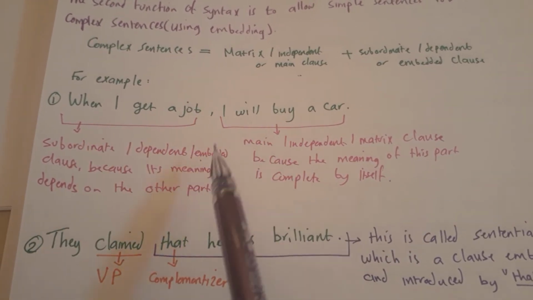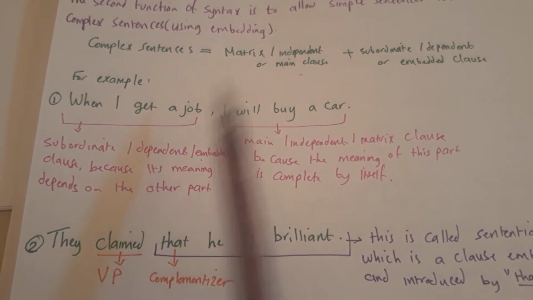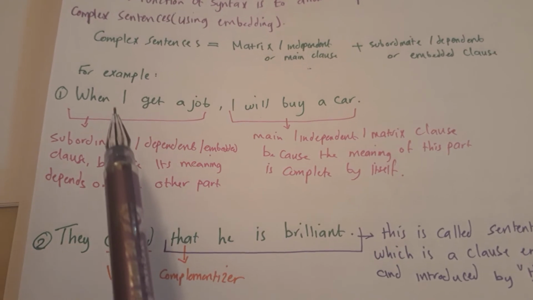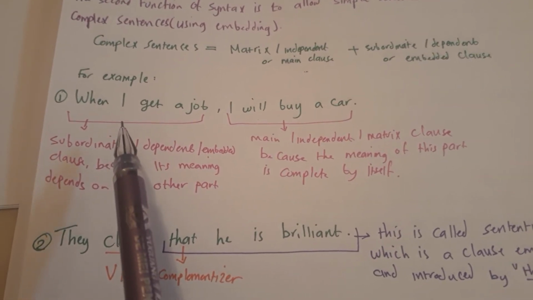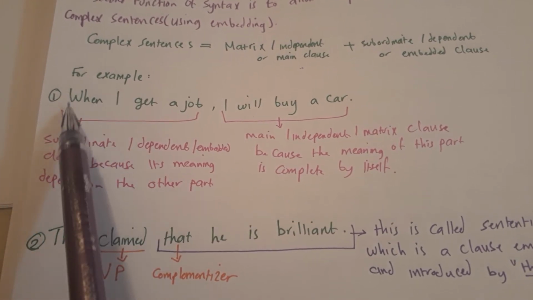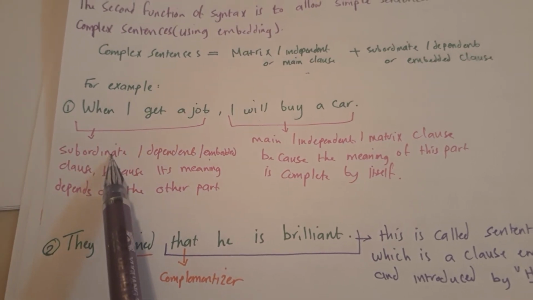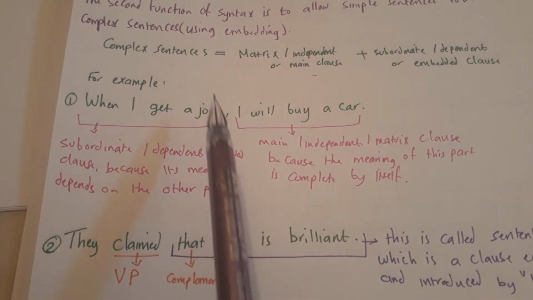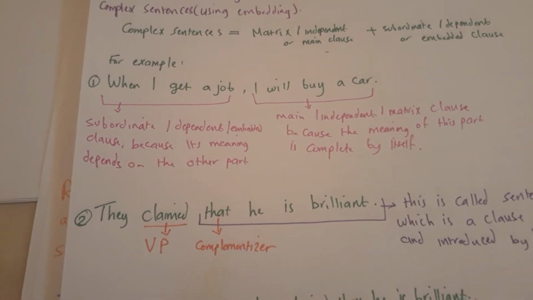We don't care about the arrangement. We can use the subordinate here or the main clause here. It's the same. Now, you can see the difference also. We can use subordinate conjunctions such as when. We use it with subordinate clauses to give, for example, meaning.